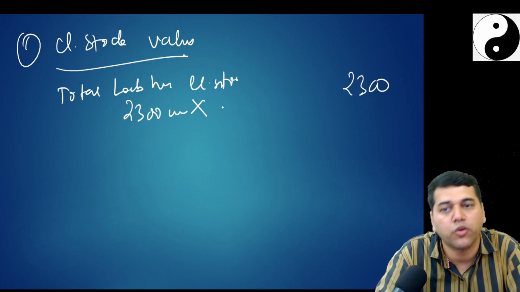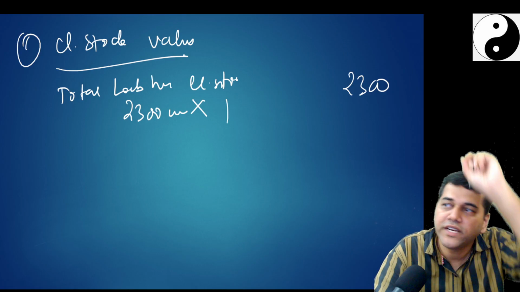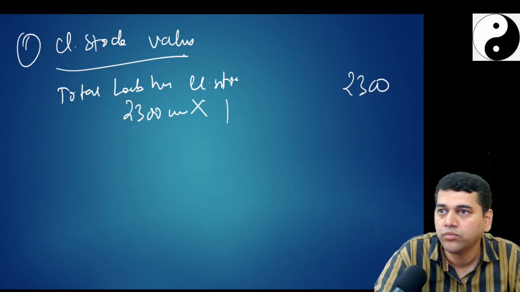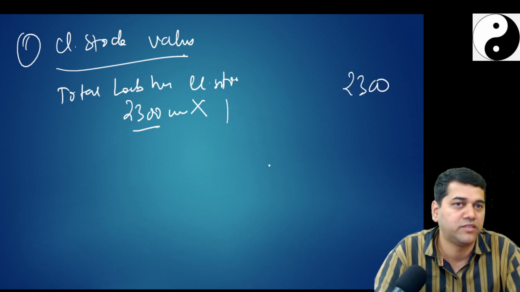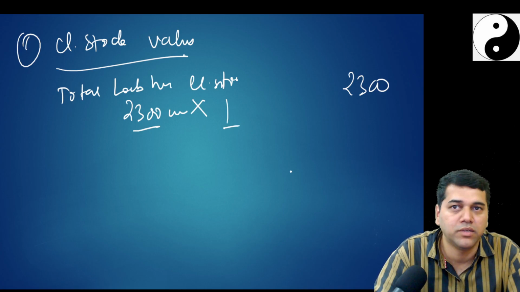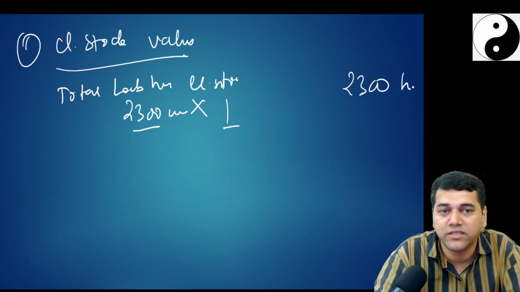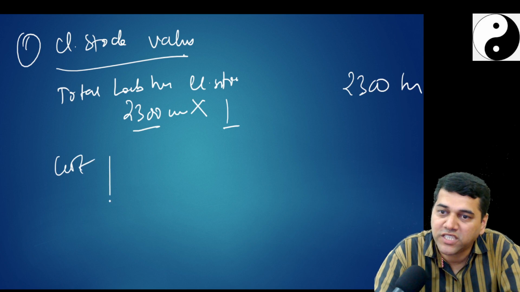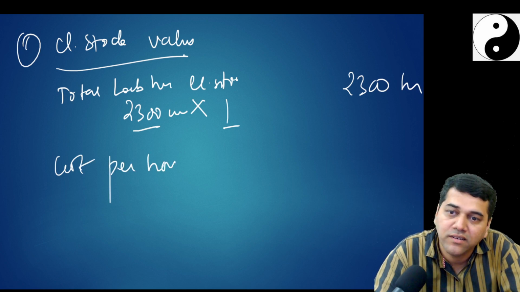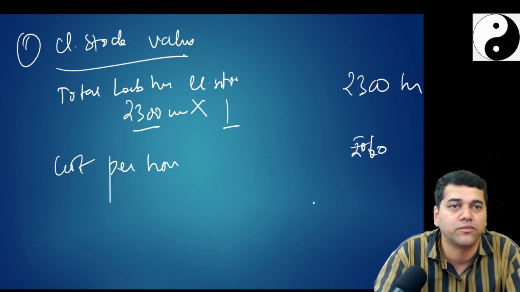2300, because for one unit it will take 1 hour, which we already did in working note number 2. In working note number 1 I got this number. In working note number 2 I got this number. I came to know that it will take me a total of 2300 hours. And what is my cost of labor per hour, which is working note number 3? Rupees 0.60.